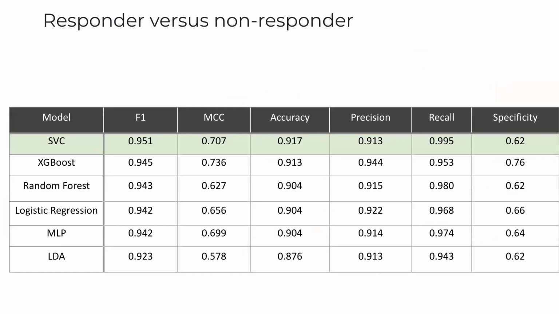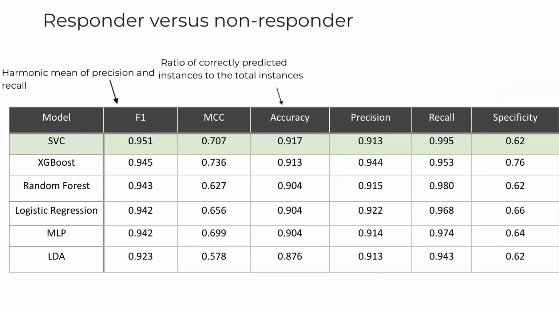Now, when we look at our responder versus non-responder analysis, and this is a more traditional, more restrictive analysis, and what we're interested in terms of a bare minimum progress in therapy, we see that in terms of F1, our support vector classifier is once again the winning or most superior model. And then we see that its accuracy is also highest. We see its precision is relatively high, although now you start to see that the XGBoost and some other models might compete in this area.